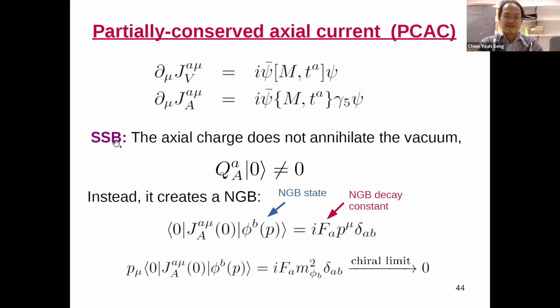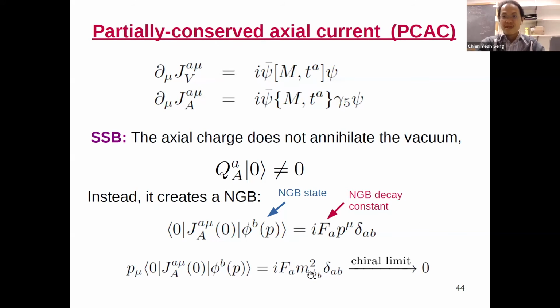So spontaneous symmetry breaking says that the axial charge does not annihilate the vacuum, but creates a Nambu-Goldstone boson. This can be stated in terms of a matrix element of the axial current. The axial current will annihilate a Nambu-Goldstone boson, and by Lorentz symmetry, this is the only way you can parameterize this matrix element. And then if you take the derivative of the axial current, which is proportional to the momentum, then you see that the momentum dotted into the right-hand side will give you the mass squared.